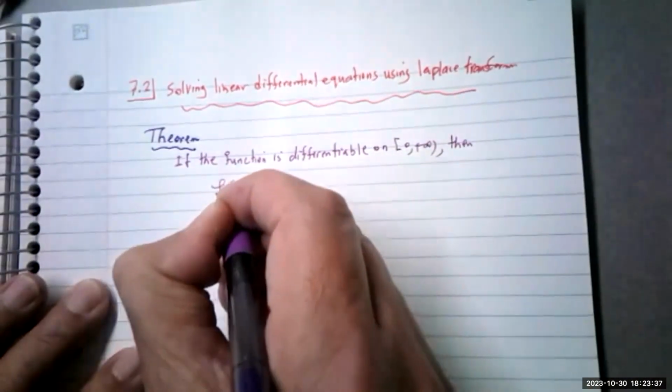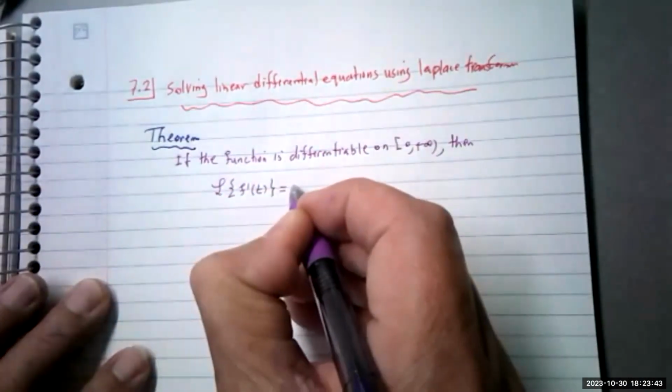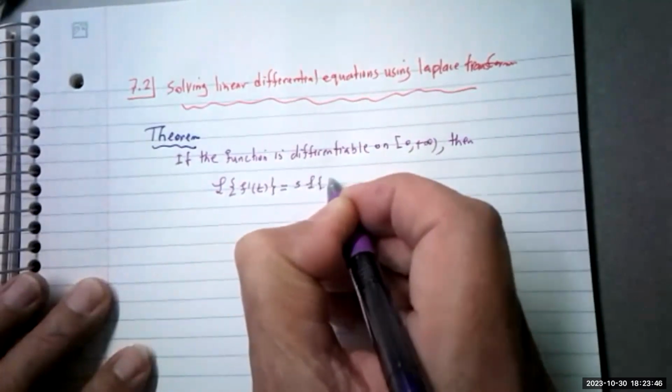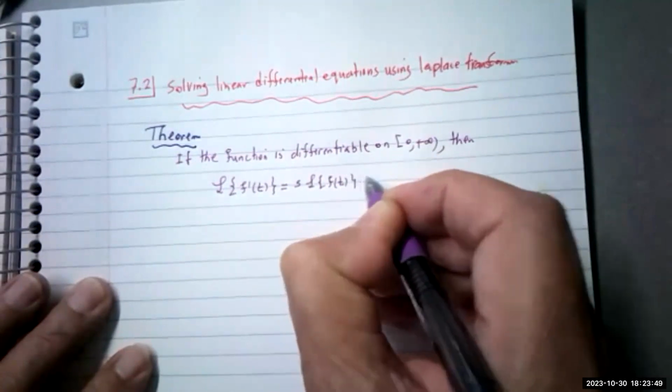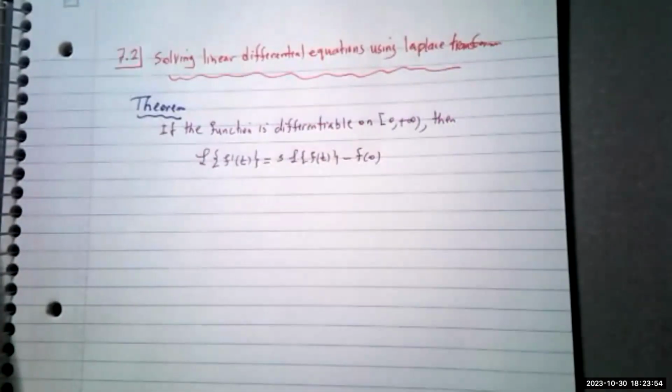if you have a Laplace of f prime of t, this is going to be equal to s times Laplace of f of t minus f of 0. So if we know the Laplace of f of t, then we can find the Laplace of f prime of t. So the Laplace of f prime of t is equal to s times Laplace of f of t minus f of 0. That's for the first derivative. If we can do this one, then we can come back, replace the f by f prime, we find Laplace of f double prime. Okay, let's prove it.